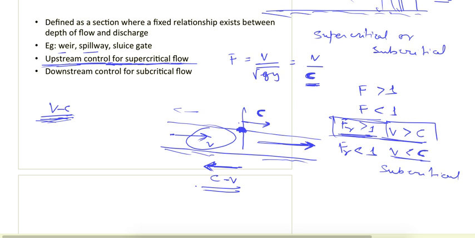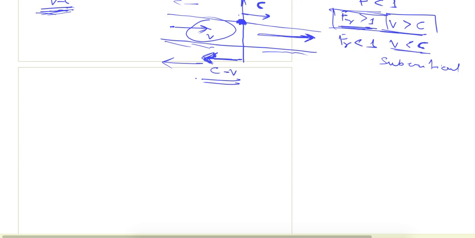So I can say if this is the section in the upstream condition, then whatever the disturbance is occurring, it is traveling in the upstream direction. So the downstream is the control section for supercritical flow. We can understand it like this.